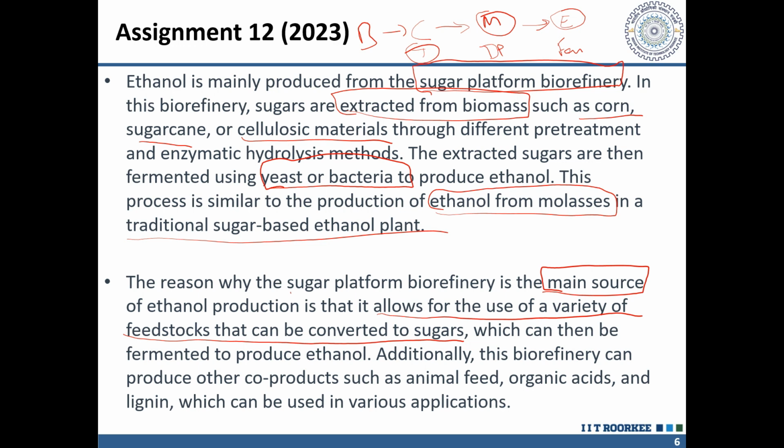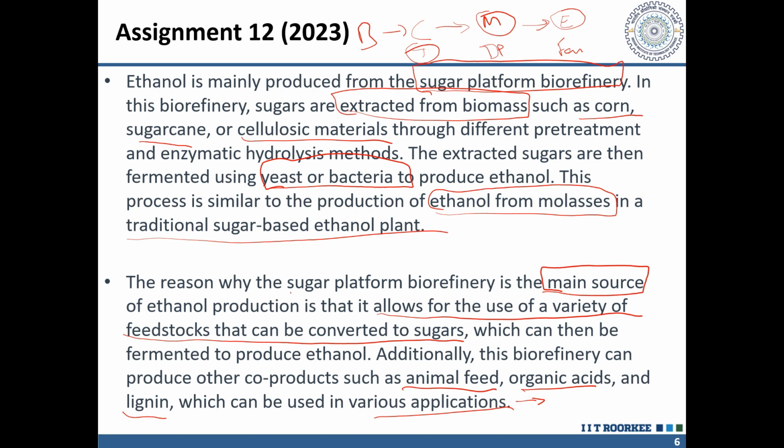And moreover, there is a second advantage, and that is that it can produce co-products such as animal feed, organic acids, and lignin, which can be used in various other applications. So, a sugar platform refinery not only produces ethanol, but we also get other types of co-products, which can be utilized for other chemical applications. This is also known as the biorefinery approach, to produce valuable products from biomass or biomass waste.